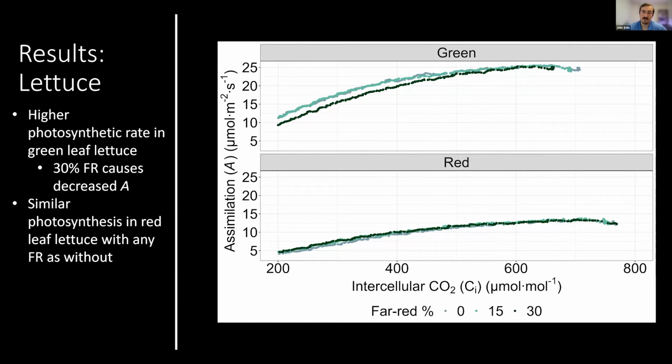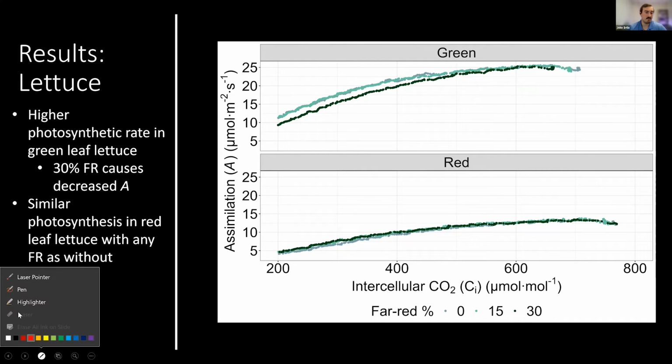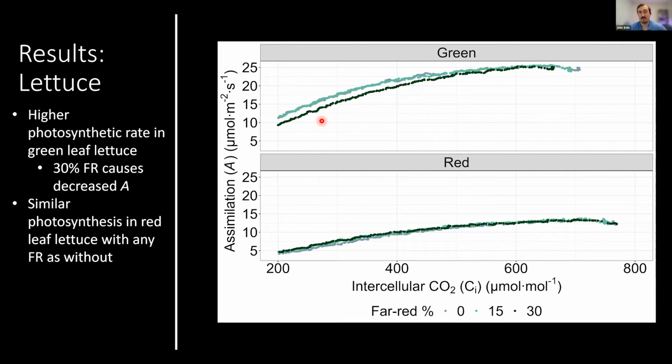So with green leaf lettuce, we actually saw that about 30% far red light decreased along this curve, as we see here, and 0 and 15% far red light were very similar in this curve, almost identical. But the far red light, in the linear phase of this A-Ci curve, was slightly less driving of photosynthesis than when we had less far red light. For the red leaf cultivars, there was a similar photosynthetic rate across the entire curve, regardless of the far red percentage.